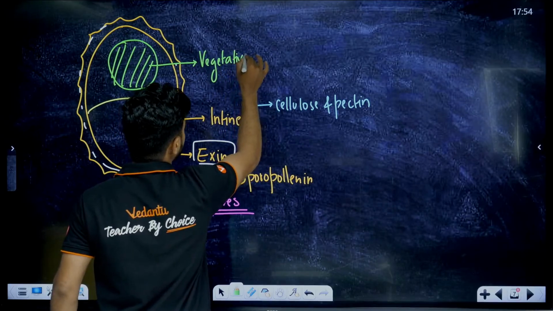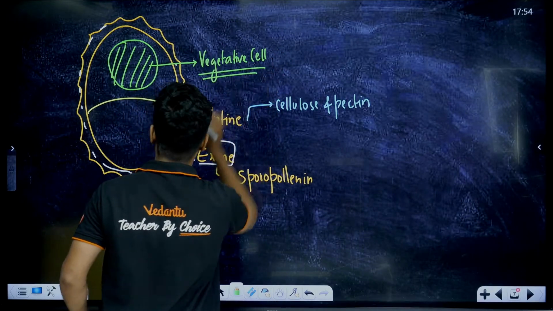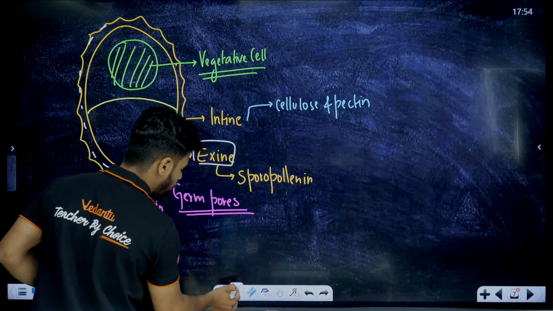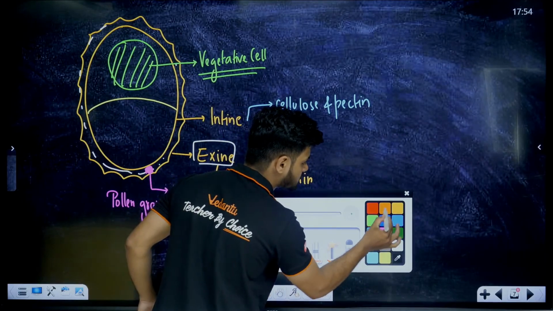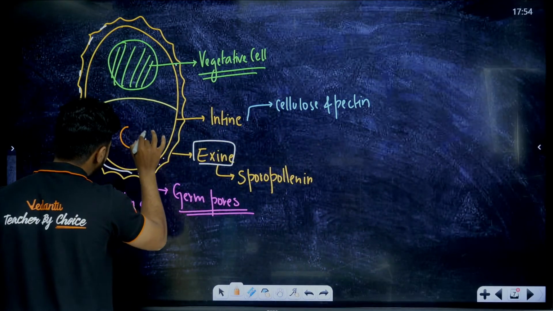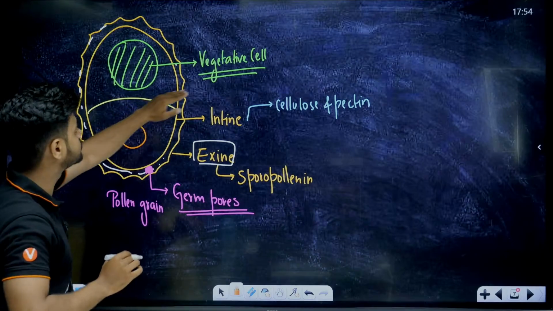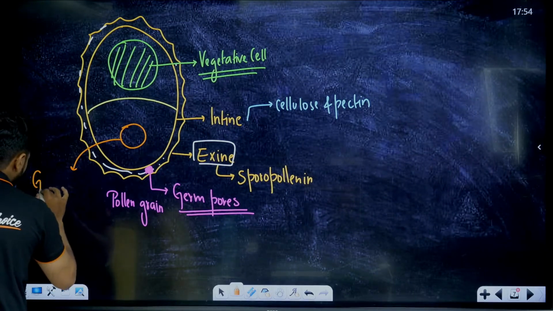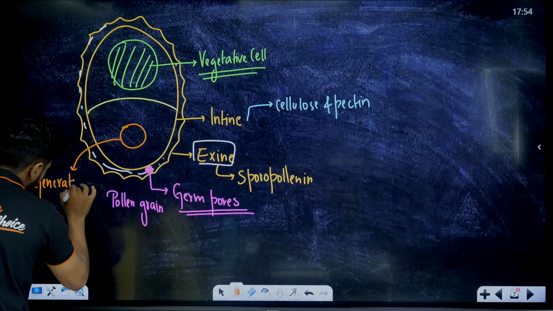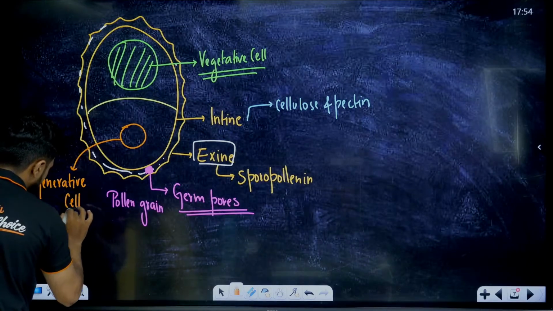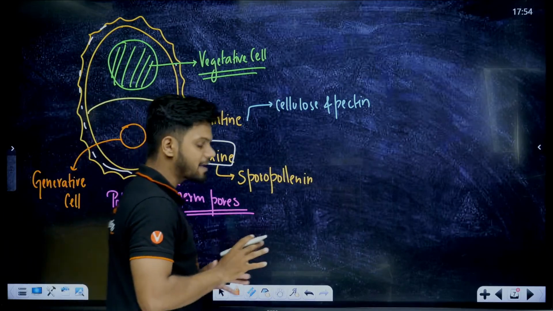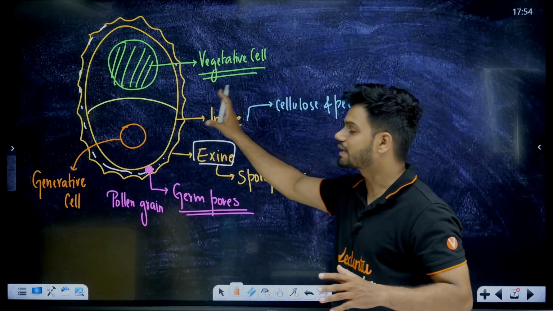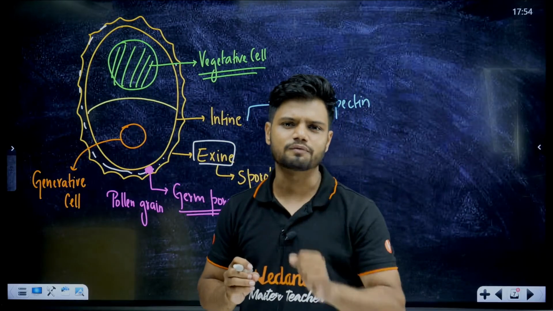Now, if you look at the other part, there is one more smaller cell which floats in the cytoplasm of the vegetative cell, and we call it the generative cell. Now, in 60% of the angiosperms, we typically find this type of pollen grain.